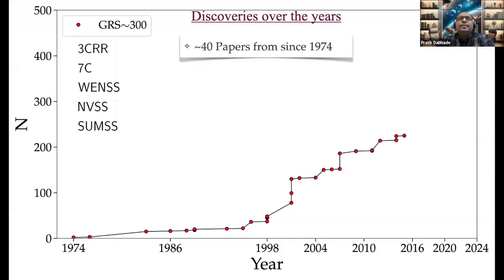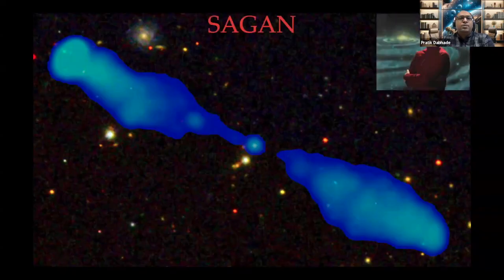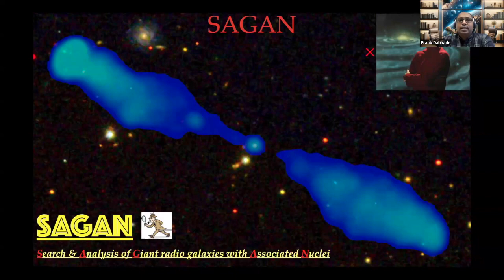So, like I said, this is what the state of the art was back in 2016 when I started this project called SAGAN. Only about 300 or so were known, and that is after nearly 40 years since its initial discovery. That was due to a lack of deeper radio surveys and optical, multiwavelength and other data. And that's where my project came in, SAGAN, which is an acronym, named after this great scientist but with nothing to do with him. It is actually Search and Analysis of Giant radio galaxies with Associated Nuclei.